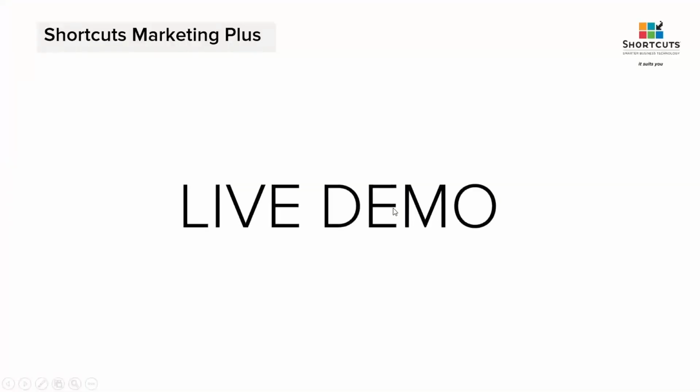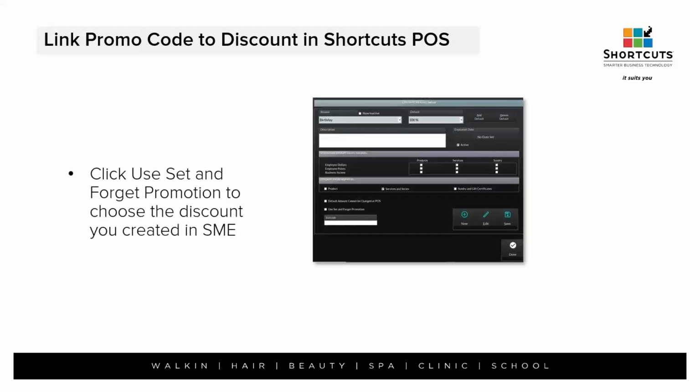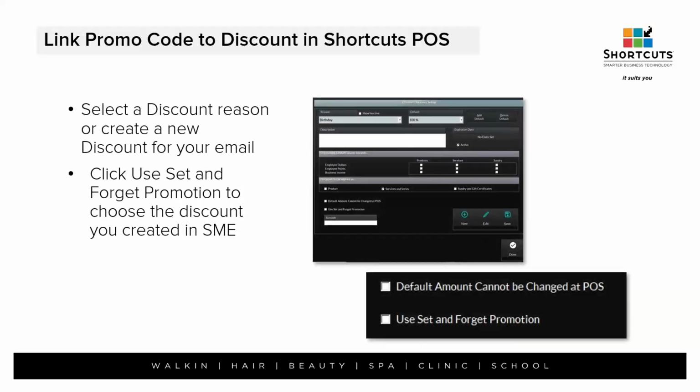So what do you have to do in Shortcuts to keep track of this email? How does Shortcuts know if a customer has that coupon? So the first thing we did is we actually created a discount code in Shortcuts. You can actually tell Shortcuts that I've just created an email that corresponds with this discount, so I want you to track it. So you probably noticed on the discount screen, there's a little checkbox that says Use Set and Forget promotion. When you press that checkbox, Shortcuts will actually give you the list and ask which email it was that you want me to track.